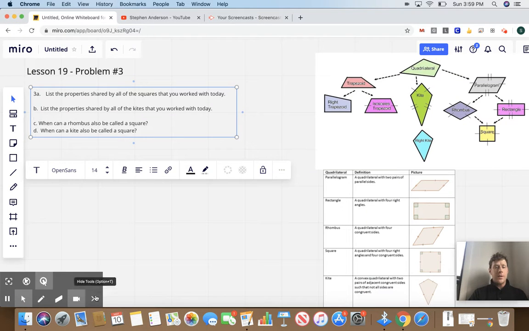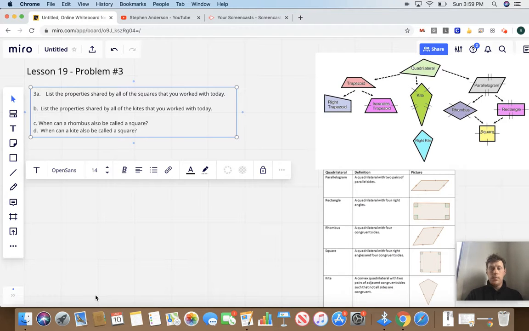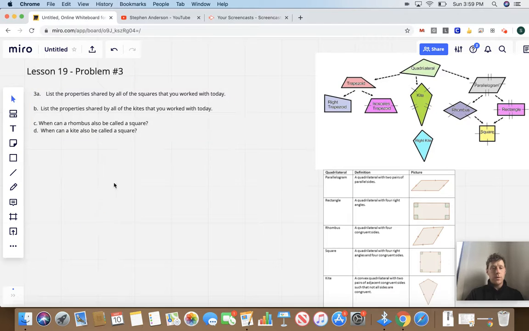We are in lesson 19. We're going through problem number 3. You should have your math module book, a pencil, and an eraser. We are going to answer all of the questions here in number 3, but we're first going to review over here on the right this family tree of four-sided shapes that we've been looking at now for 2 weeks.